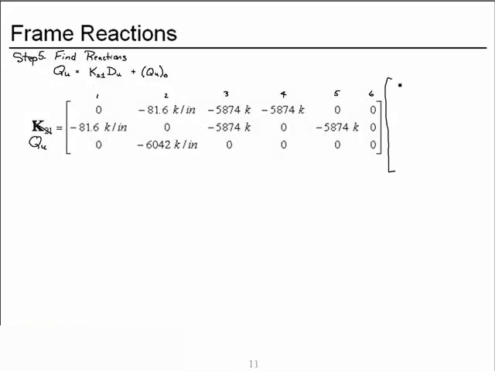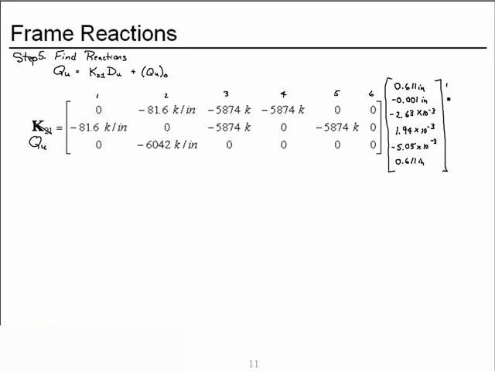And so I'll rewrite them: 0.611 inches at degree of freedom 1, a minus 0.001 inches at degree of freedom 2, a minus 2.63 times 10 to the minus 3rd radians for degree of freedom 3, 1.94 times 10 to the minus 3 radians for degree of freedom 4, minus 5.05 times 10 to the minus 3rd radians for degree of freedom 5, and 0.611 inches for degree of freedom 6.